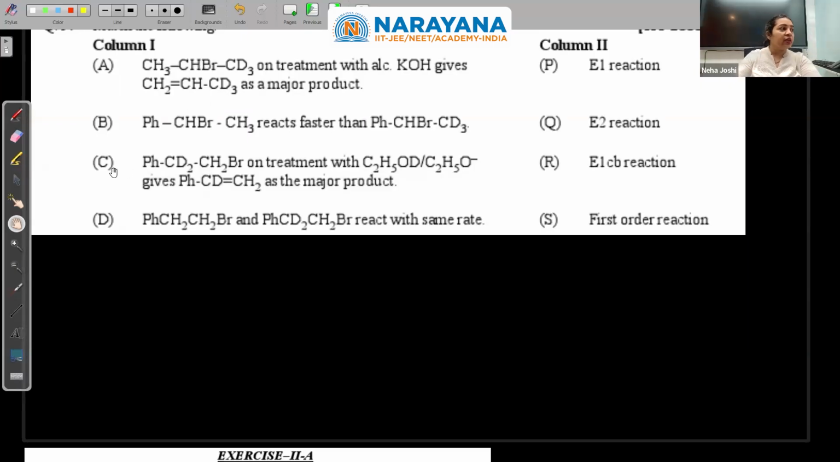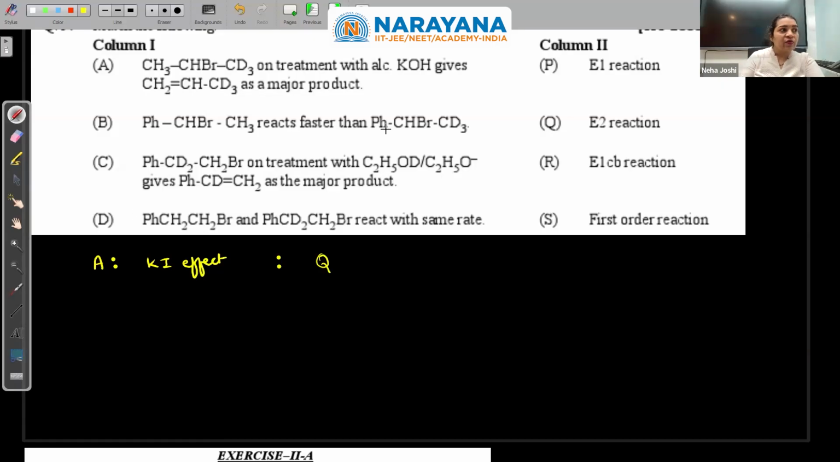So this observation is showing that A has a KIE effect. And the KIE effect was primarily shown by E2. So it appears that A should go to Q. Right?